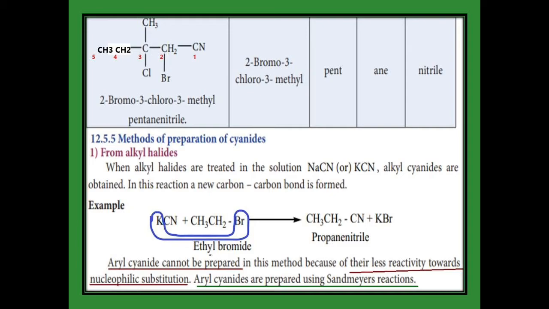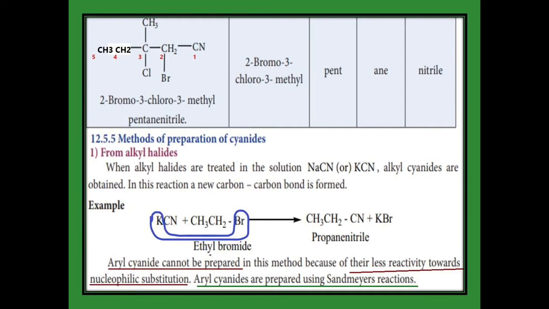Now the methods of preparation. First, preparation from alkyl halide. For alkyl halide, ethyl bromide is given as an example. That ethyl bromide is treated with potassium cyanide. The potassium reacts with the bromine, so potassium bromide is taken away. The remaining part gives CH3CH2CN. Here there are 3 carbons, so prop, single bond ane, and CN means nitrile, so propane nitrile.